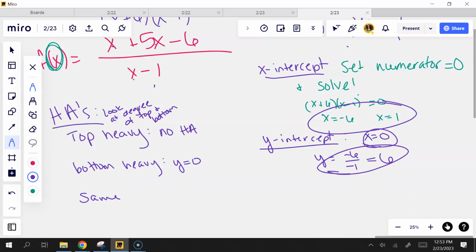Now, if they are the same, oh Lord, y'all try not to yell and scream whenever I tell you this. Then y equals the leading coefficient of the top divided by the leading coefficient of the bottom. So if it was something like 5x cubed plus 7 over 2x cubed minus 1, then it'd be 5 over 2.